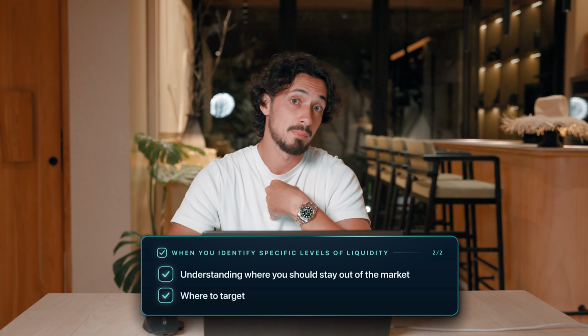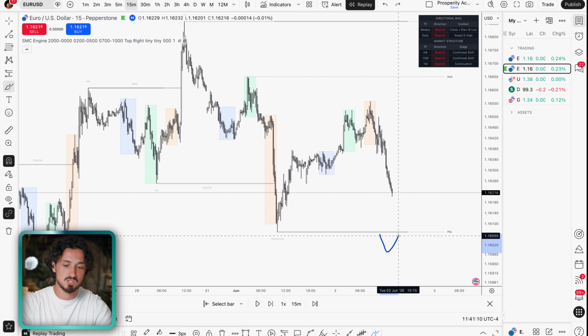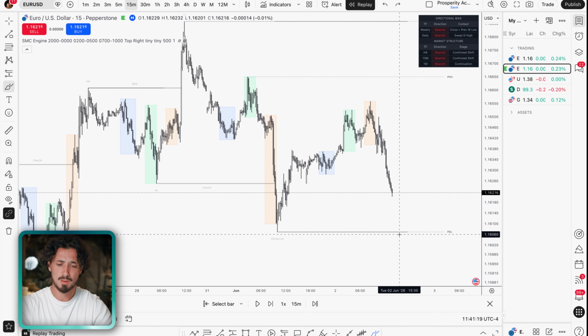Or for me, my personal favorite, where to target. That's the big thing. If I know that price is pulling towards a certain direction, then I can use that to my advantage when I'm in a trade to allow price to run to that level before I close it. And so that's what I'm going to discuss with you here today.